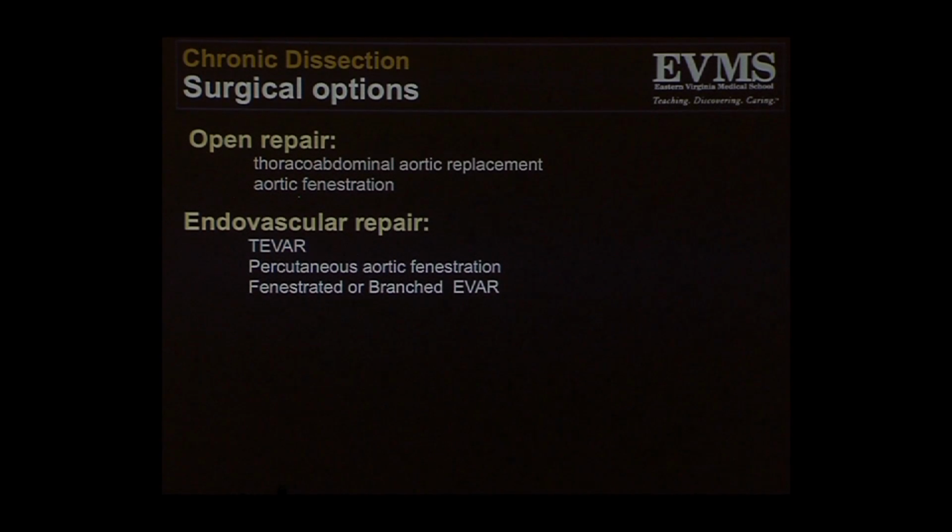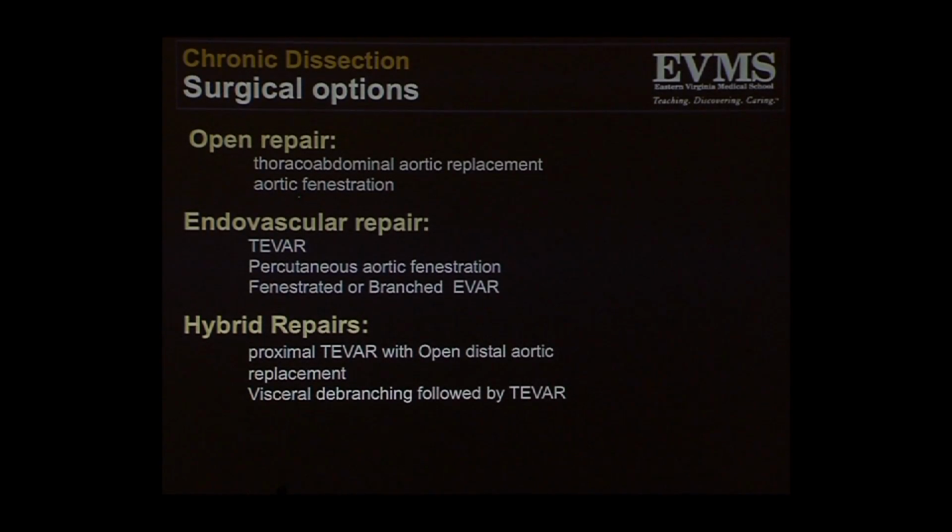In other situations, we've started to use fenestrated or branched EVAR to reconstruct patients with chronic dissection and thoracoabdominal aneurysm. Very commonly, you have to mix both. You have to do hybrid repairs where you do a proximal TEVAR, possibly with an open distal aortic replacement, or vice versa, where you do visceral debranching first and then finish with the TEVAR.